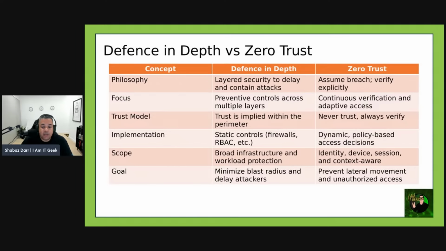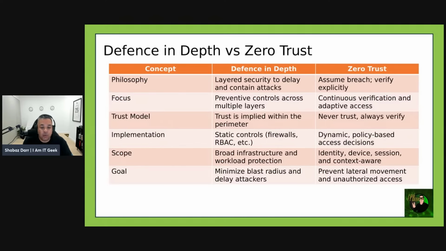An example here is, with defense in depth, Azure Firewall is going to block unauthorized traffic, but with zero trust, conditional access is going to block logins from a risky device, even if the firewall does allow it. So they work together, right? Again, a modern strategy should use defense in depth to build a foundation, and you should use zero trust to enforce adaptive access and identity-centric controls.